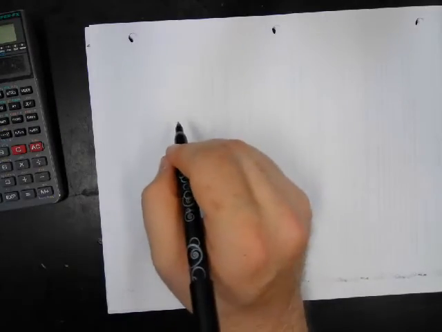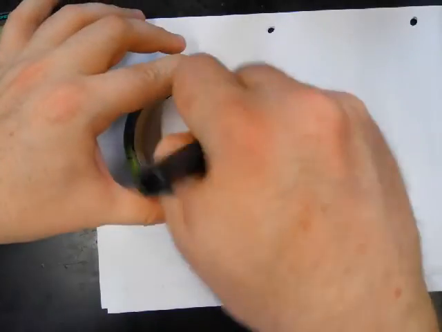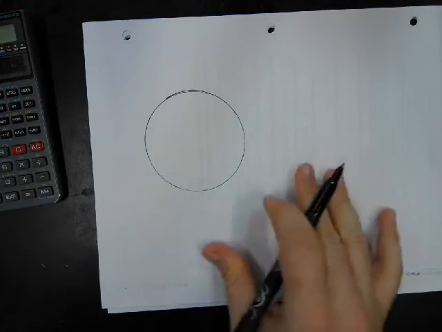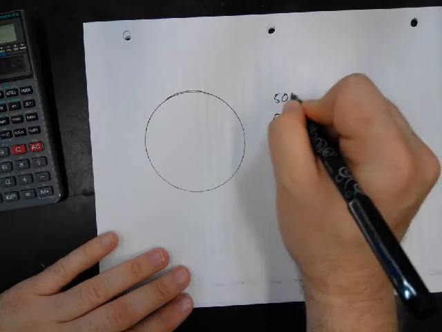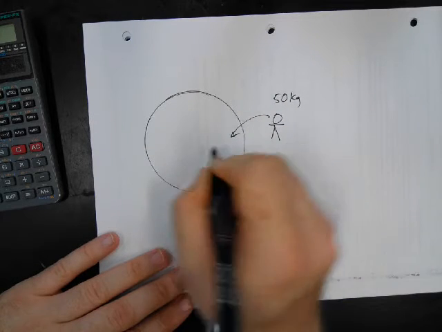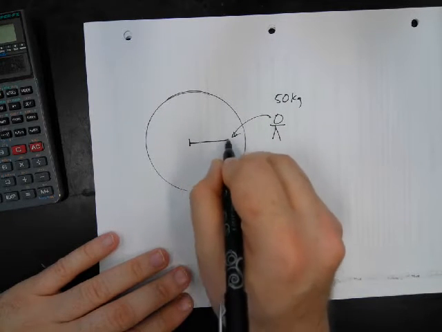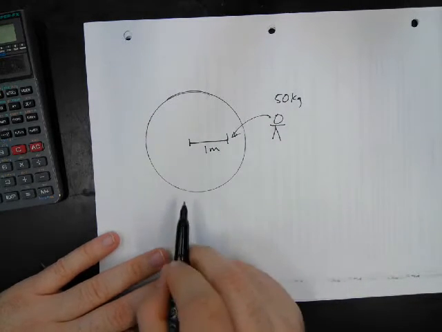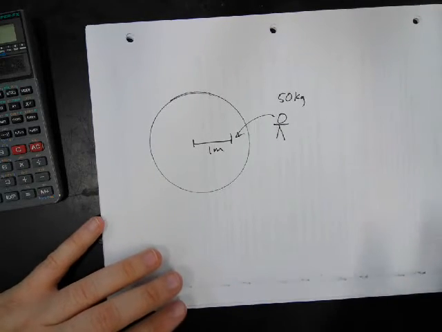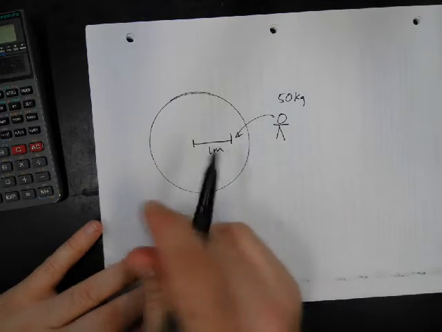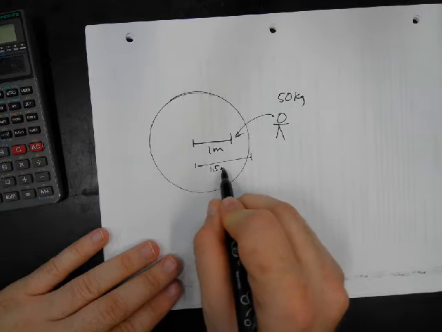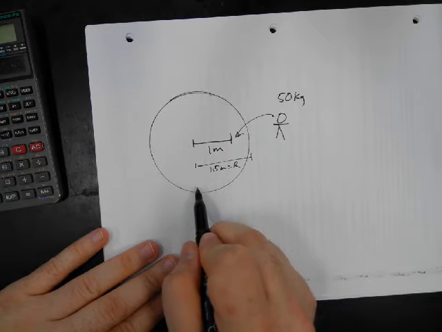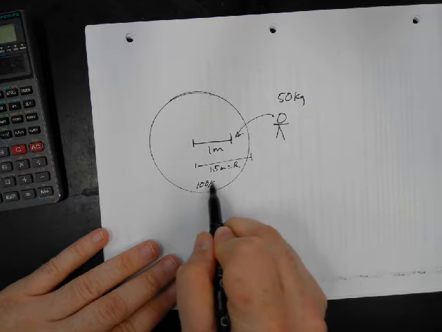Let's do a merry-go-round. So get us a circular doohickey. There's our circle, and we're going to have a person who is 50 kilograms. And they're going to jump on, and they're going to jump to a point that is 1 meter away. And we're going to simplify this. We're going to say this thing has a radius 1.5 meters and a mass of 100 kilograms.